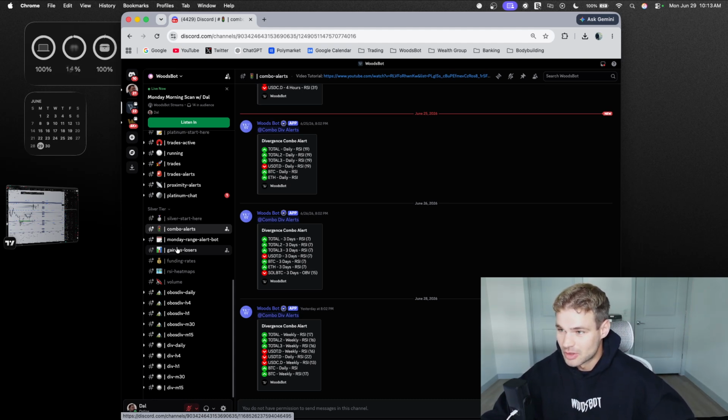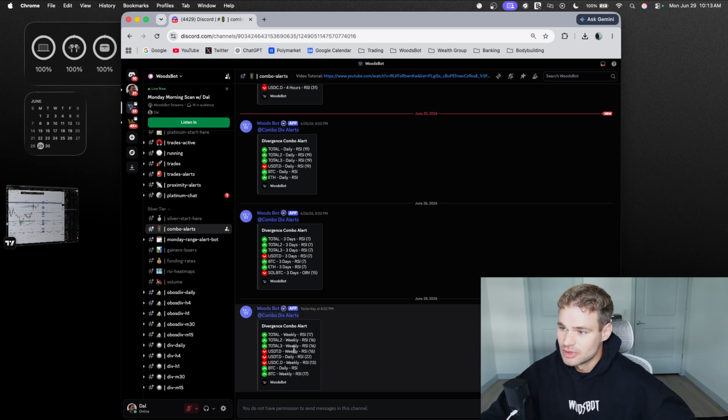So I like to form a bias personally, just based off of my knowledge of trading, and then I like to use the tools as a confirmation if my bias is correct. So then I will go into combo div alerts, and I will see, okay, total 2 is in a bullish area, in a market reversal area. We're getting a weekly bullish RSI divergence that's 17 bars. So that's a pretty strong bullish divergence if you know your bar sets of divergences.